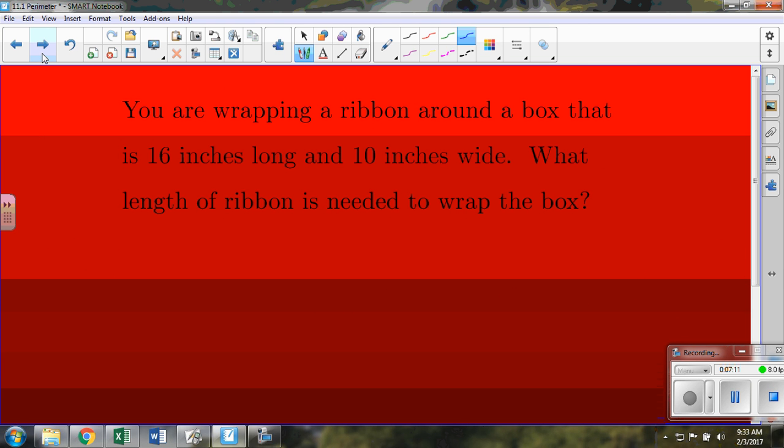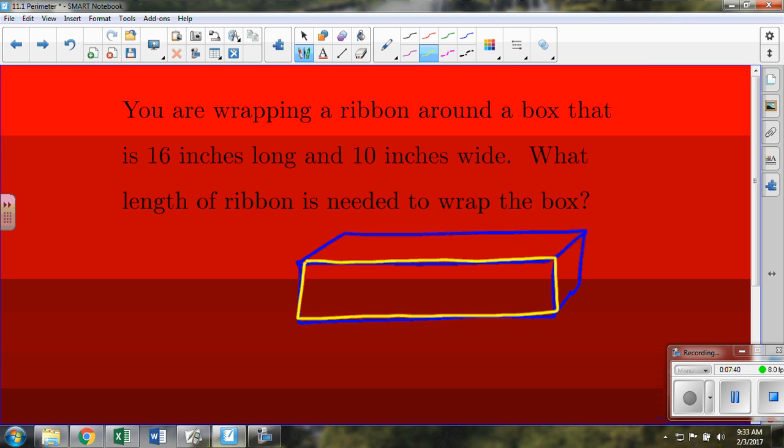Okay, our last problem then. Wrapping a ribbon around a box that's 16 inches long, 10 inches wide. So this would be like a cross section of the box. And in order for us to wrap a ribbon all the way around it, we need to know down, over, back, and up how much ribbon is going to be needed to wrap around this section of the box. Keeping in mind, of course, that my drawing is not even close to scale.